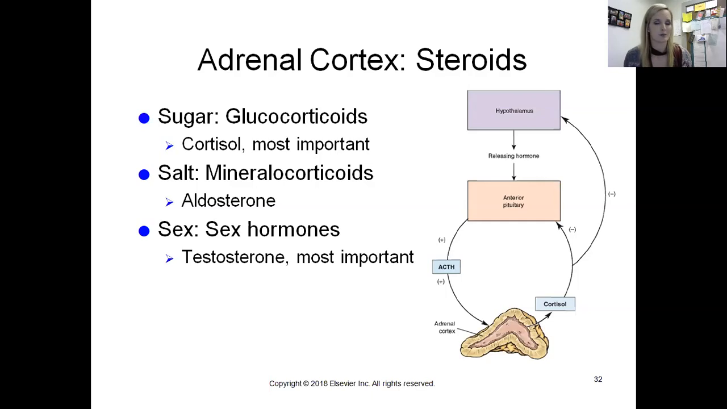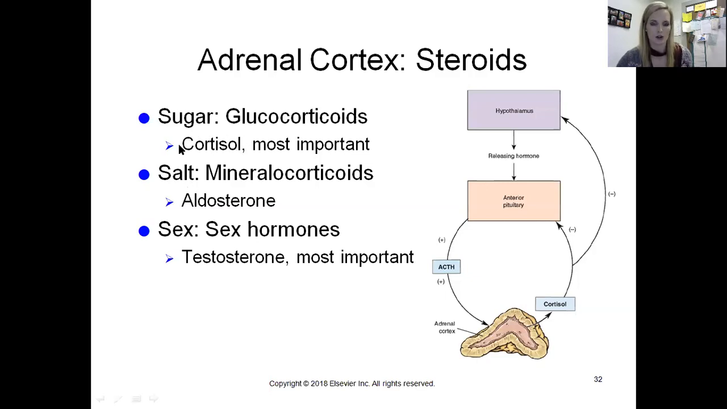And then we have sex, because we have in a very small amount from the adrenal cortex, sex hormones, androgens, also known as testosterone in the male, coming from the adrenal gland. Most of testosterone is going to come from testes, but a small amount can come from the adrenal gland here too. So again, the main thing to remember, sugar, again, is if you remember sugar, salt, and sex, remember the types of hormones, or the names of the hormones.